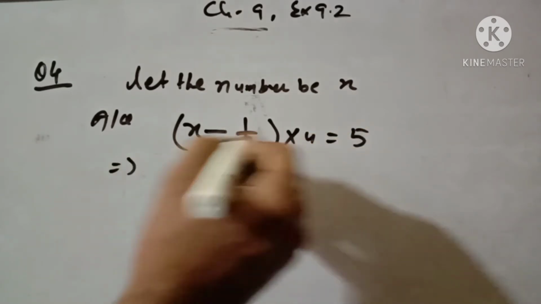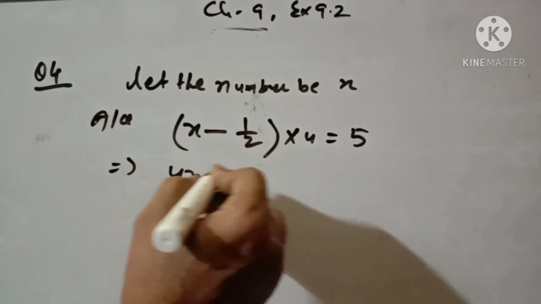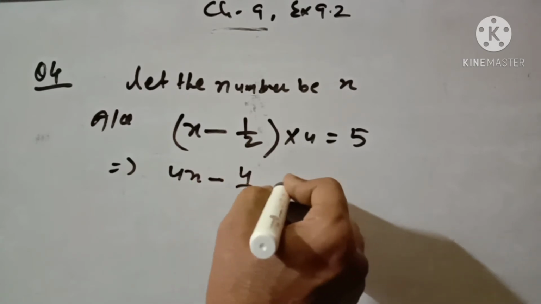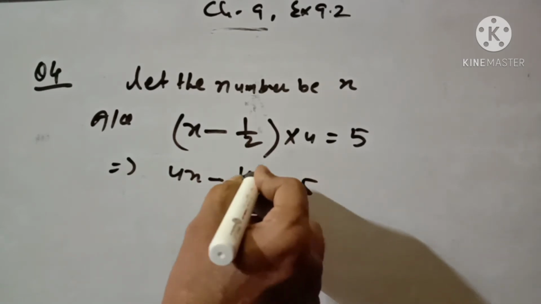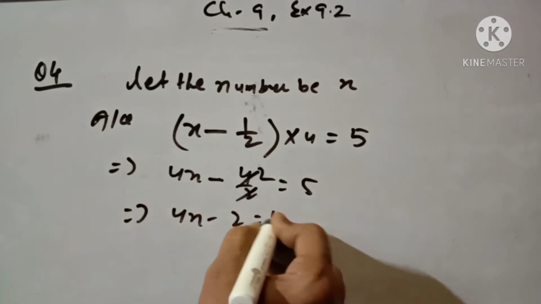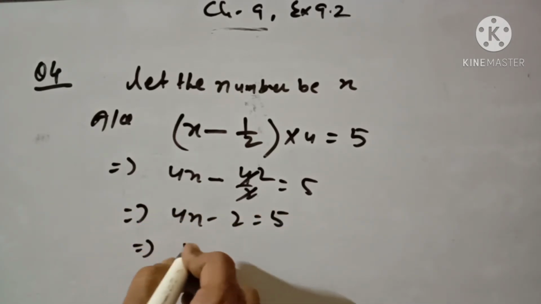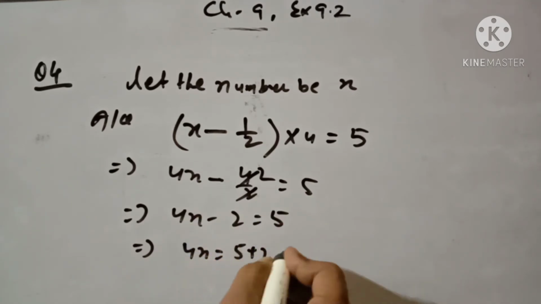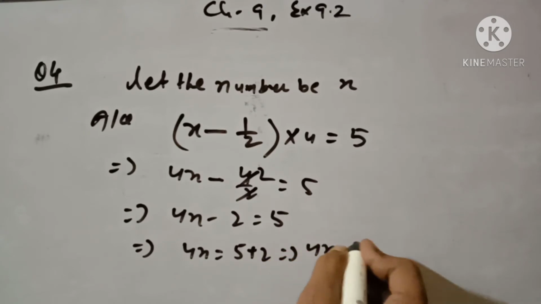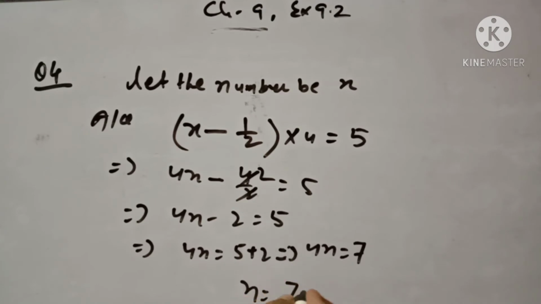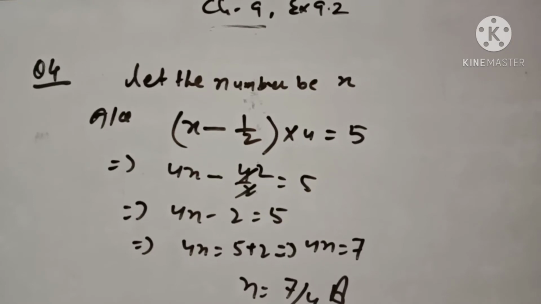So this implies that multiply means 4 into x, 4x, and minus half into 4 means 4 by 2, equal to 5. So it will come like this only: 4x minus 2 equal to 5. This implies that 4x equal to 5, take this minus 2 this side. So 4x equal to 7. Therefore x equal to 7 by 4. So this is our required number. Write down please.